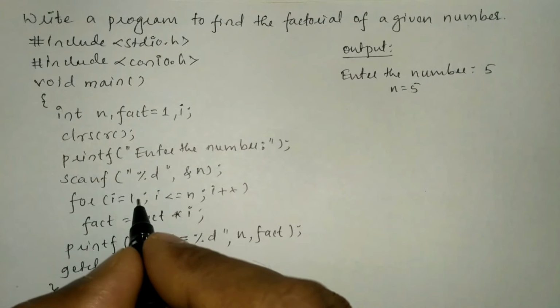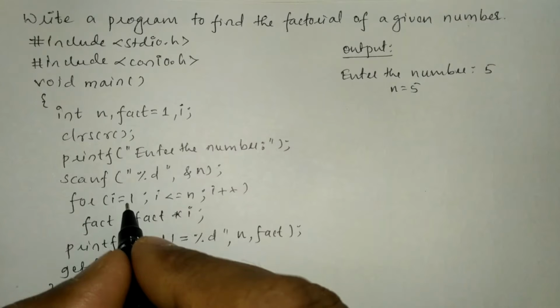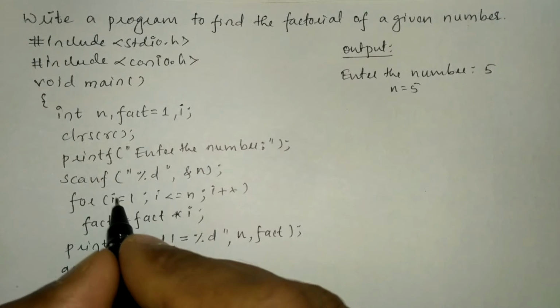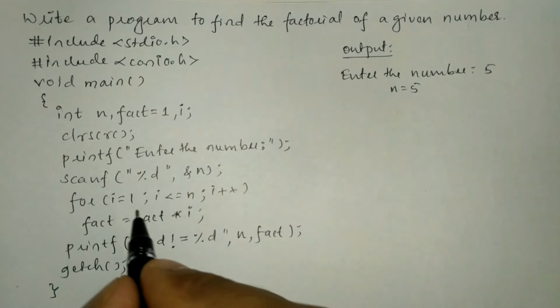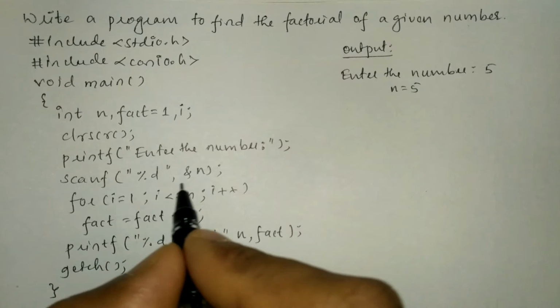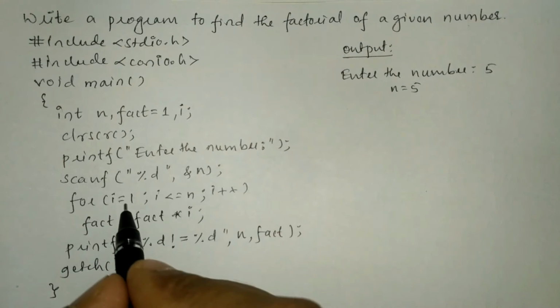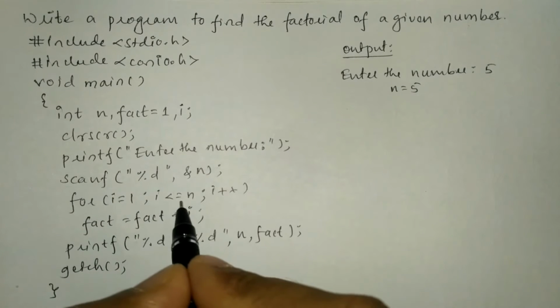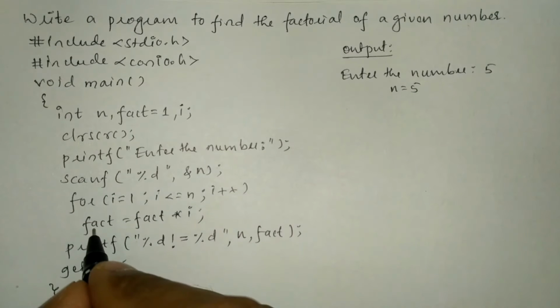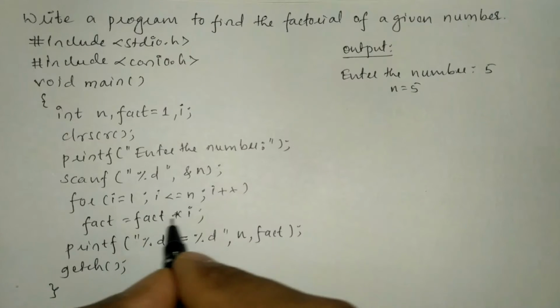Why? Because whenever we write the factorial of a number, we multiply the numbers by decrementing the value by 1 every time, and we multiply up to 1. So that is the reason we write i is equal to 1. Then i is less than or equal to n. Here we are going to write fact is equal to fact into i.